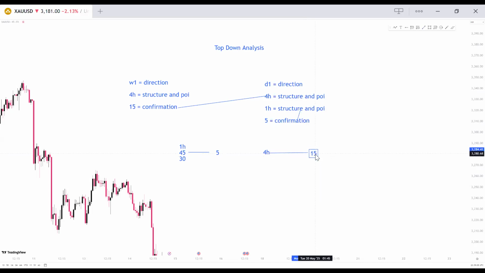Okay, let me just do this. Let me remove this. If you are to take trade, if you are a swing trader, let me write this here. Sorry, I made a mistake. I think if you are a swing trader, this is what you should do. The weekly time frame, then the daily time frame. Sorry, I made a mistake here. It should be daily time frame.